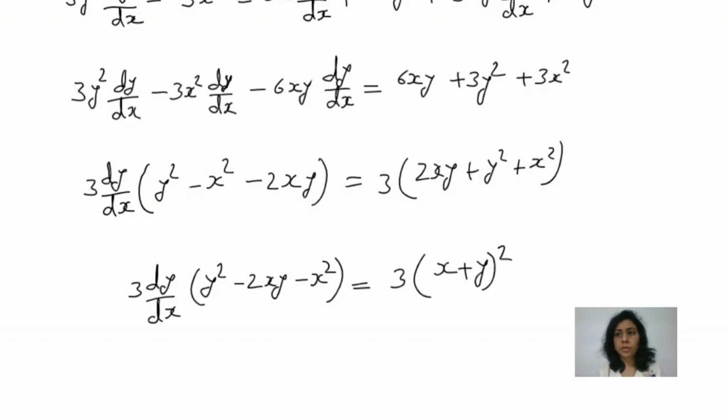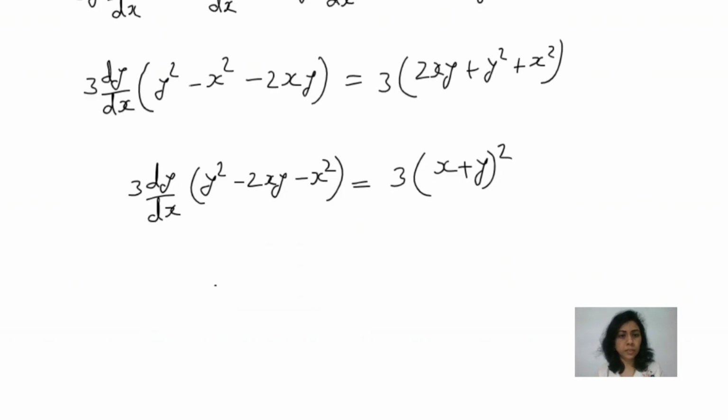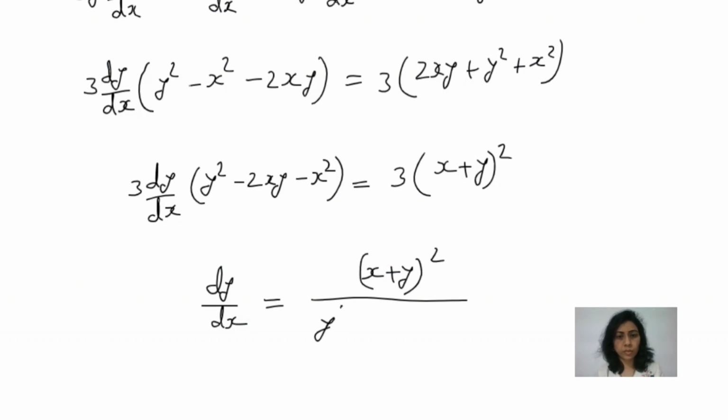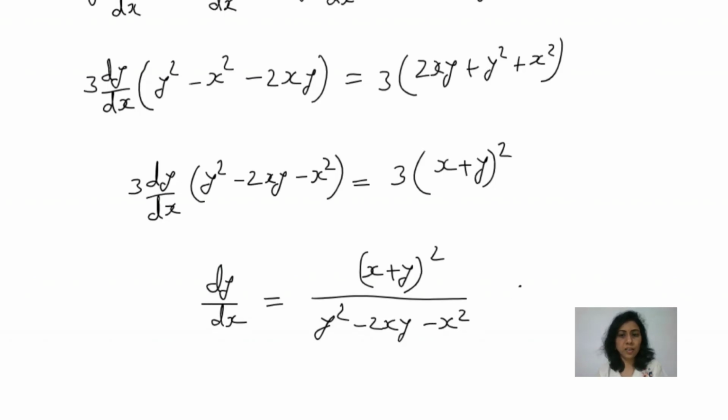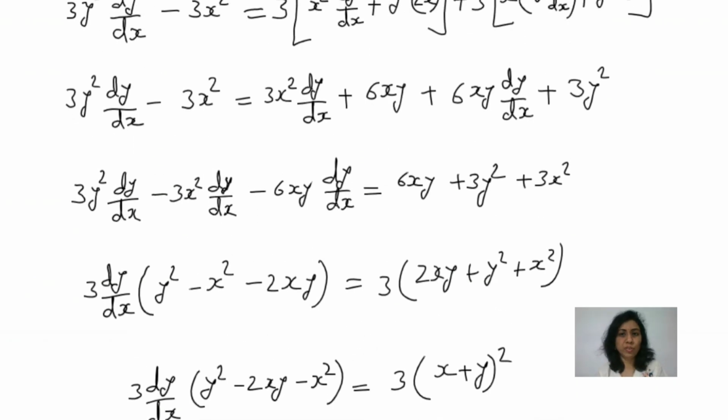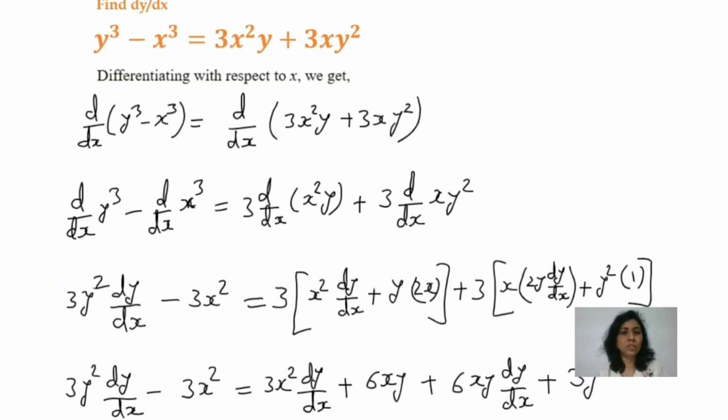Use the algebraic identity and we can easily find dy upon dx, and this 3 and this 3 cancel, so x plus y whole square over y square minus 2xy minus x square. So this is the answer. Final answer. Very simple question, but if you have any doubt, any queries, please ask me.